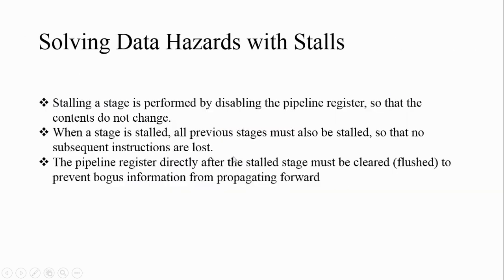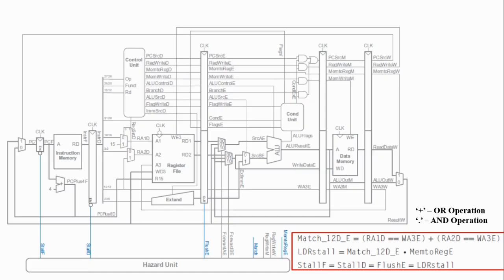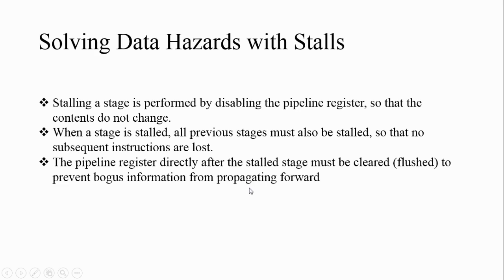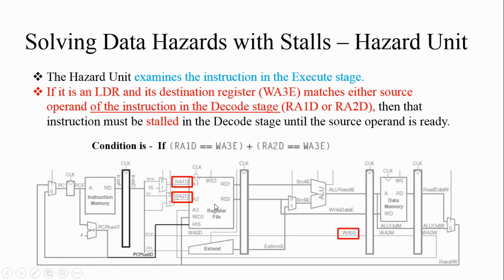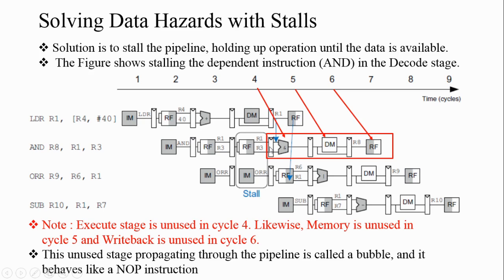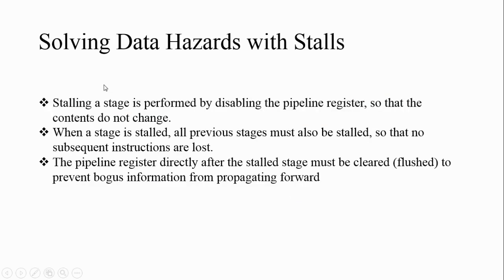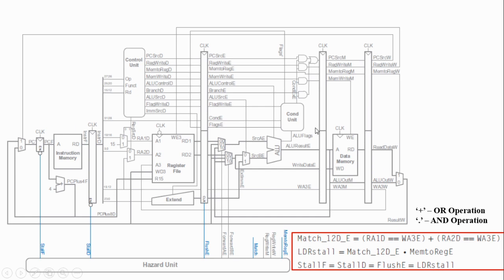For disabling the pipeline register, you need to have some signal, so the content will not change. When a stage is stalled, all the previous stages should also be stalled. If you are stalling the decode stage, the previous fetch stage also should be stalled. Then the pipeline register directly after the stalled stage must be cleared. So all these three operations will be done in this circuit diagram.